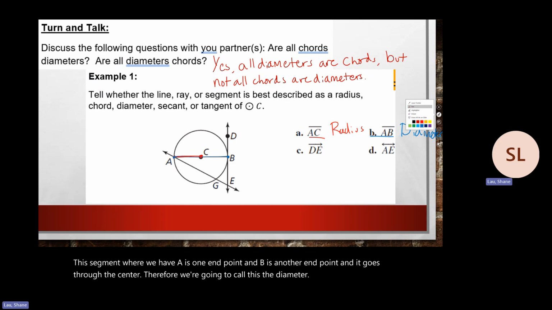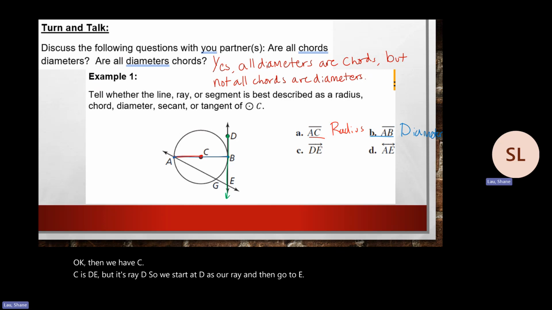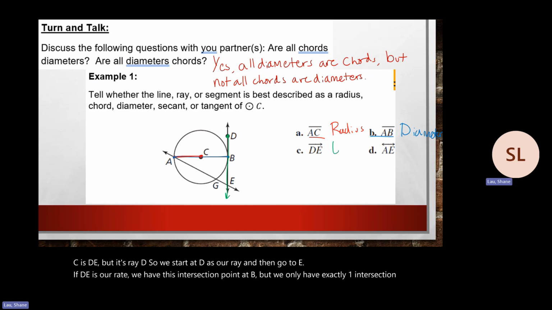Then we have C. C is DE, but it's ray DE. So we start at D as our ray, and then go to E. Well, if DE is our ray, we have this intersection point at B, but we only have exactly one intersection point. This is going to be our tangent line.